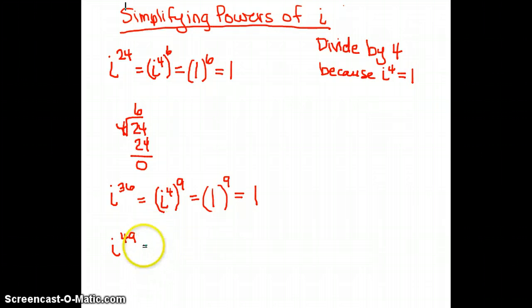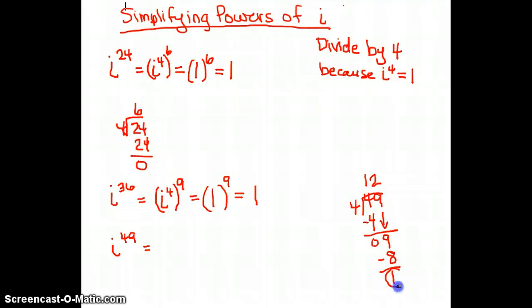Now, sometimes you get examples where you have i to the 49th power. And we know that 49 is not divisible by 4, but we're going to still divide by 4. So 49 divided by 4. 4 goes into 4 one time. 1 times 4 is 4. Subtract, 0, bring down the 9. 4 into 9, it goes in there 2 times. We're left with 8, so I have a remainder of 1.